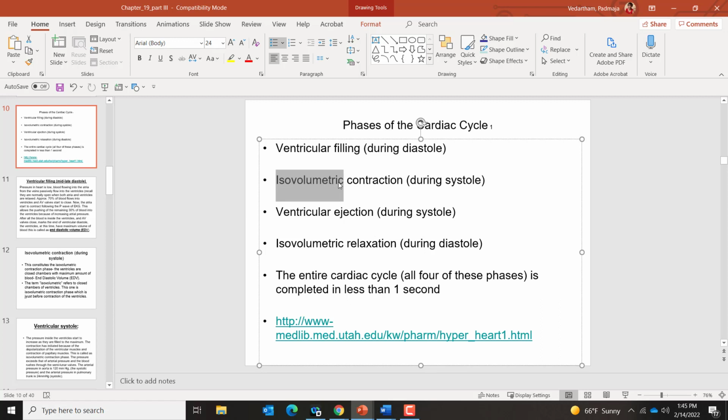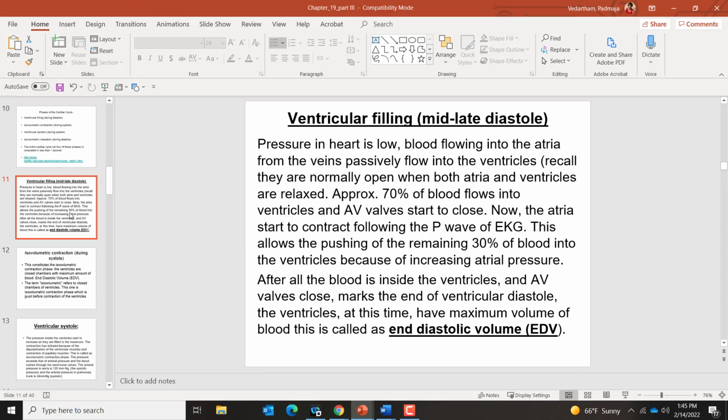Just before contraction is called the isovolumetric contraction phase. That contains the maximum amount of blood. The isovolumetric relaxation phase contains the least amount of blood. That helps us in further calculations, which we will talk about in the next video. All right, so let's get to this.